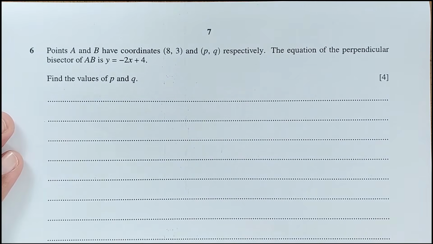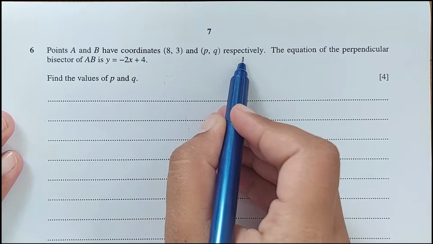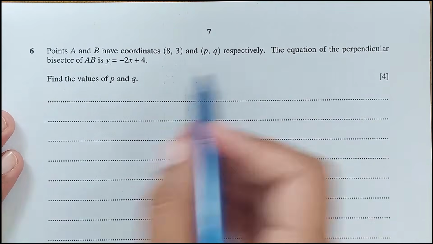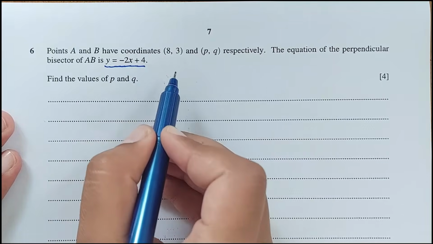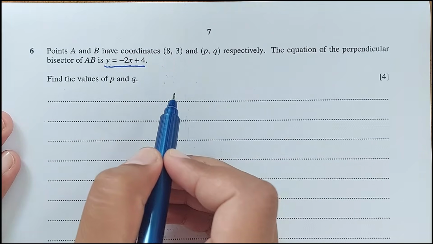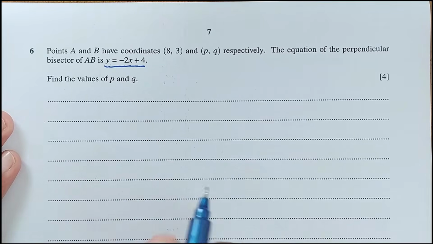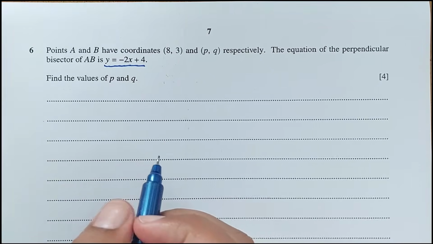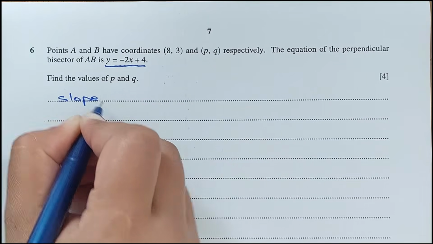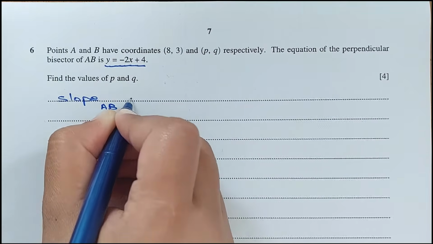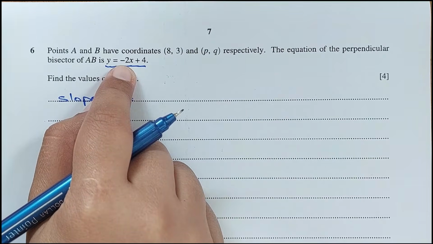Question number 6. Points A and B have coordinates (8, 3) and (p, q) respectively. The equation of the perpendicular bisector of AB is y equals minus 2x plus 4. This is the equation of the perpendicular bisector. Find the values of p and q. Okay, so for the equation of the perpendicular bisector, first we have to know what the slope of AB is. The slope of AB is the negative reciprocal of the slope of the perpendicular bisector.